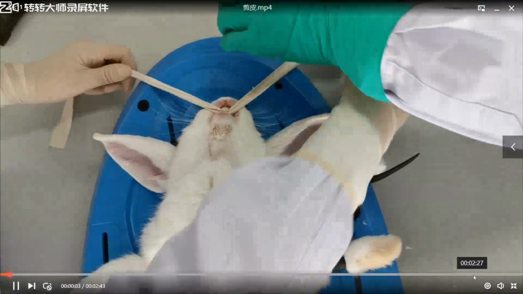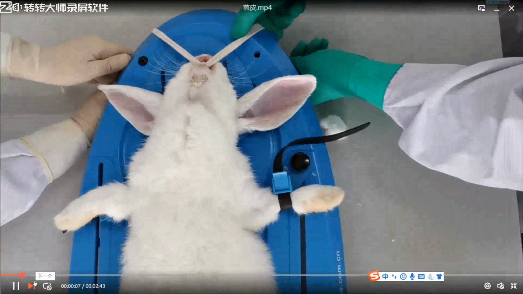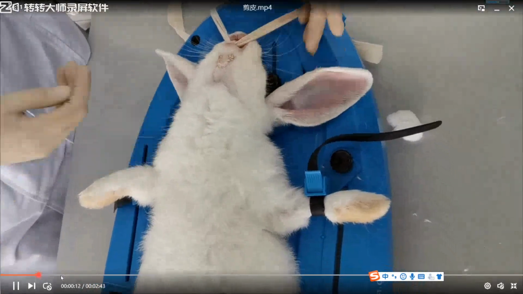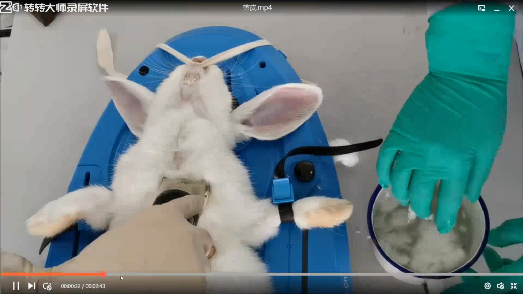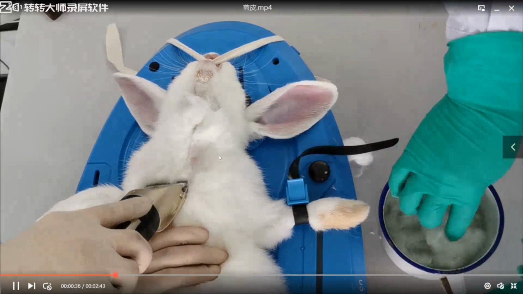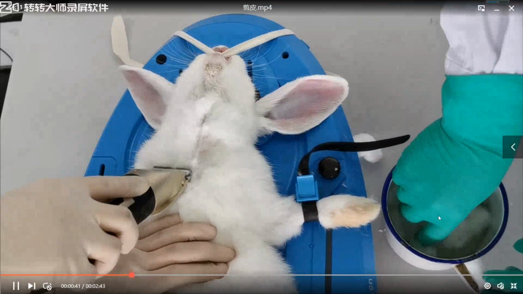So in this lab, just now we fix the rabbit and cut the rabbit hair. Okay, and put the rabbit hair into the cups. In the cups have some water.